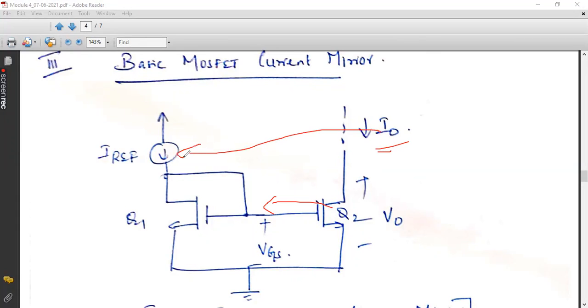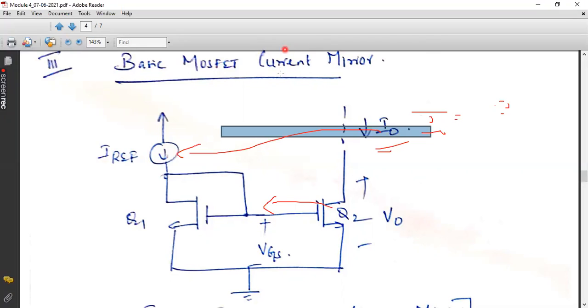which is equal to IRF. But if you are using an unmatched transistor, and if the aspect ratio of Q2 is double that of Q1, then I0 will be 2 times IRF. Or if the aspect ratio of Q2 is half of Q1, then it will be 0.5 of IRF. Likewise, you can set the appropriate current I0 at the required terminal of an IC. This is called a mirror circuit.